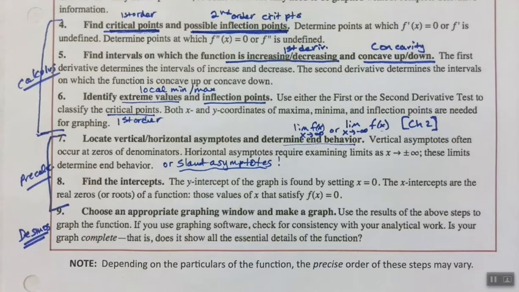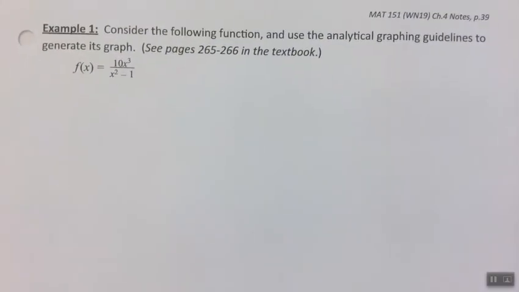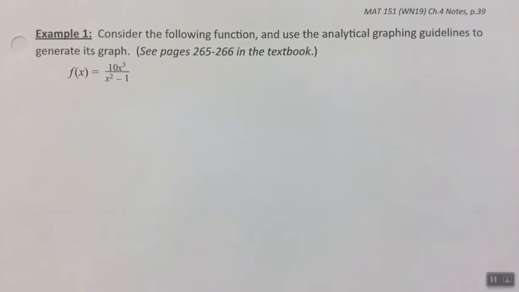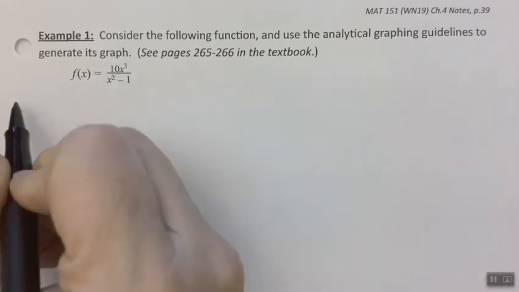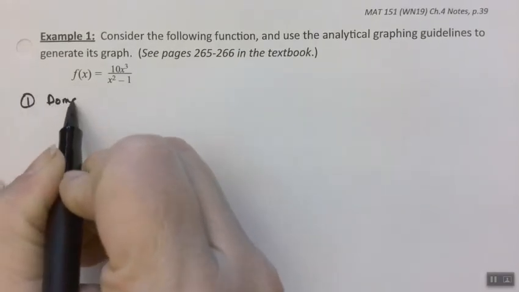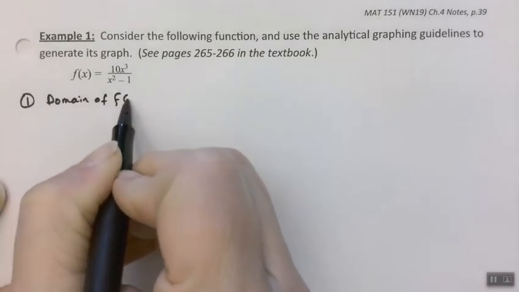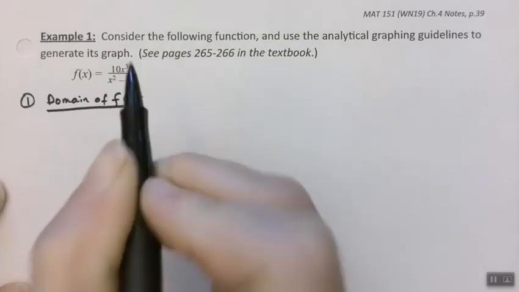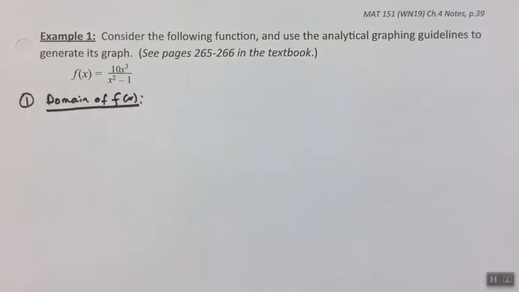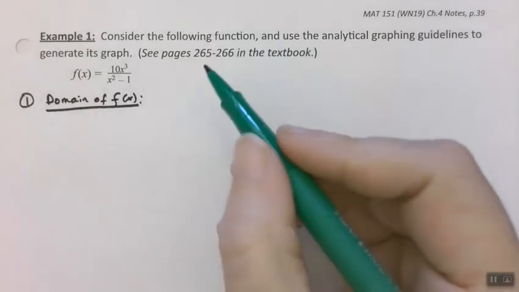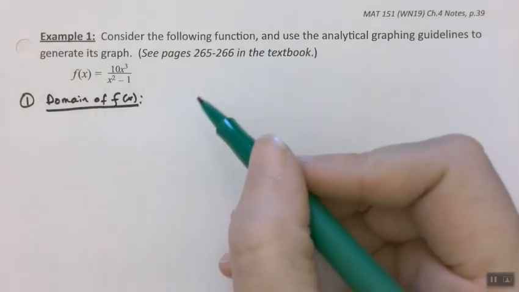Okay, so let's start with our example. So I have a function, and we're going to do all of those steps to this function, which is 10x cubed over x squared take away 1. All right, so let's begin with number 1, which is the domain of that function f of x. Okay, so for the domain, remember that we can't have division by 0. So that's going to be what we're going to look at to figure out where the values that are not in our domain are located.